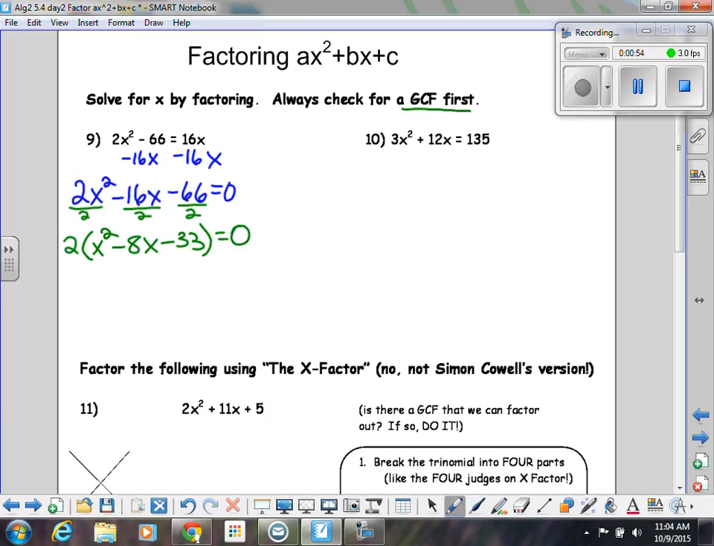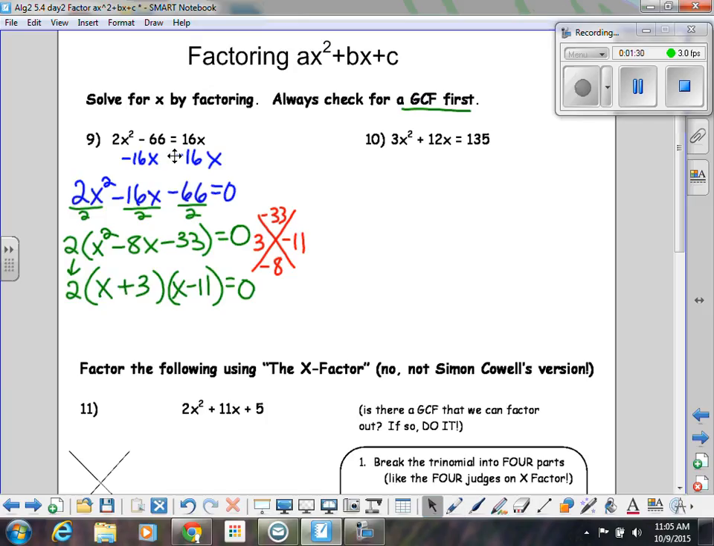Okay, so this makes our job easier because now we can set up our diamond or our x and put negative 33 in top, negative 8 in the bottom. And then we're going to find our two numbers that multiply to give us negative 33 and add to give us negative 8. So that's going to be 3 and negative 11. So I'm going to rewrite, so the 2's coming back down, that's still out in front, but I'm going to rewrite this trinomial as x plus 3 and x minus 11.